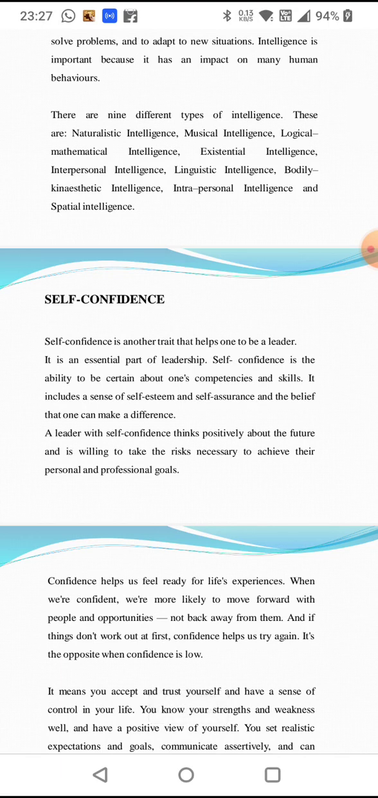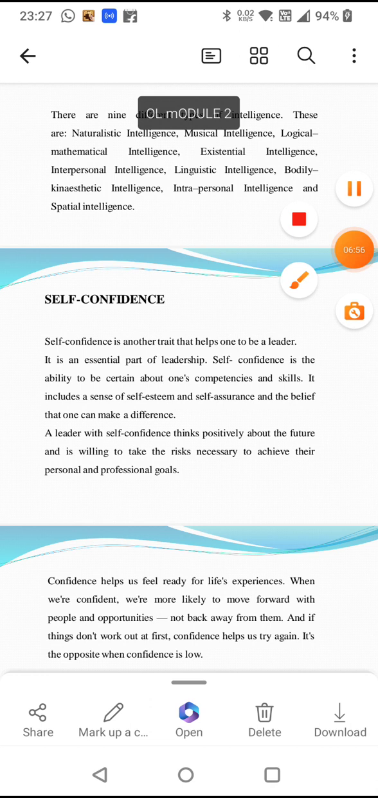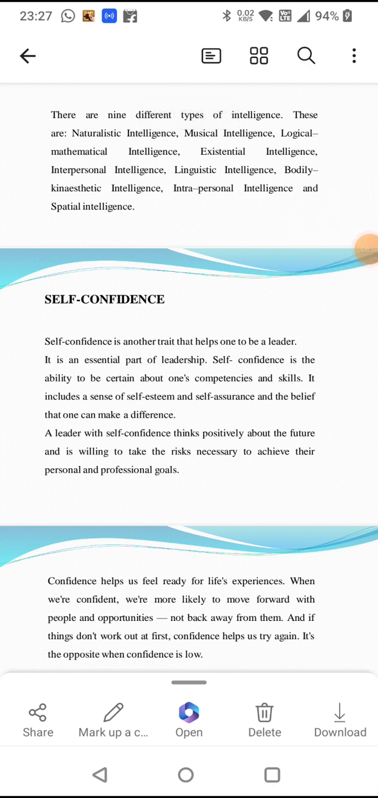Next, coming to self-confidence. Self-confidence is another trait that helps one to be a leader. It is an essential part of leadership. Self-confidence is the ability to be certain about one's competencies and skills. It includes a sense of self-esteem and self-assurance and the belief that one can make a difference. A leader with self-confidence thinks positively about the future and is willing to take the risks necessary to achieve their personal and professional goals.